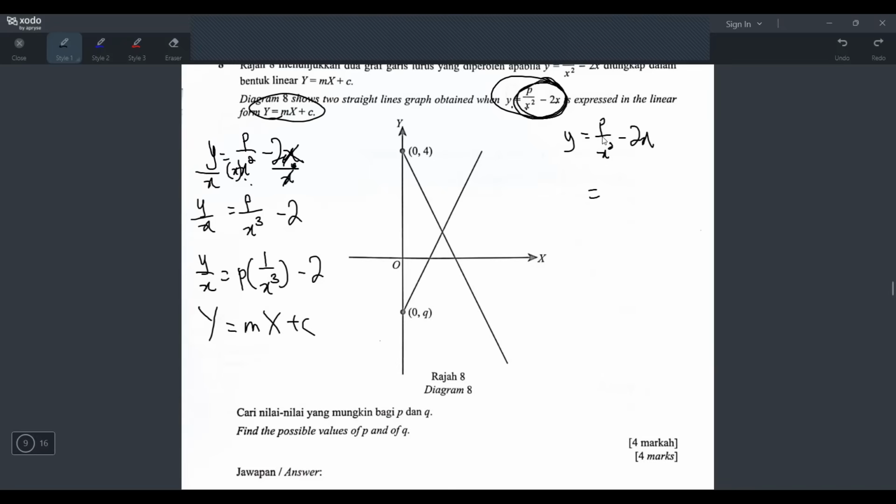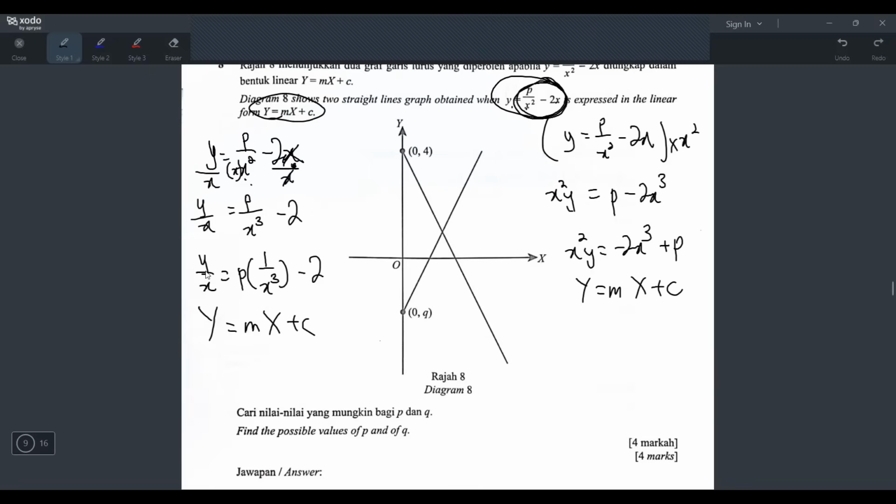What will I do if I want to remove this x squared at the bottom? I will multiply by x squared because the x is now at the bottom. That's why you have to multiply. So when you multiply, this y becomes x squared y. This one is just left with p only, because when you multiply by x squared, the x squared cuts already, and then this one becomes 2x power 3. And you will end up with x squared y equals, okay, I will write this one first because I want linear form, negative 2x power 3 plus p. And then, yeah, this is linear form, y equals mx plus c.